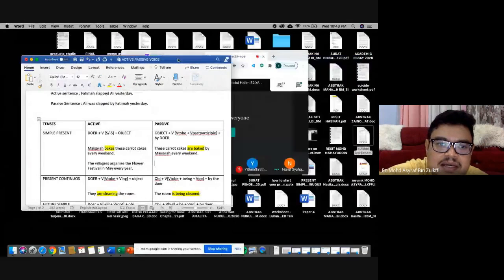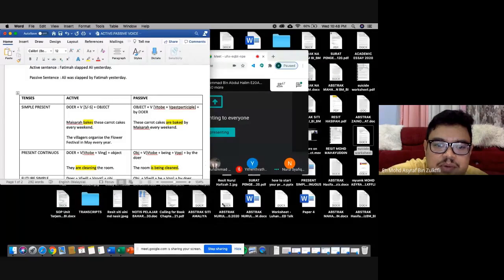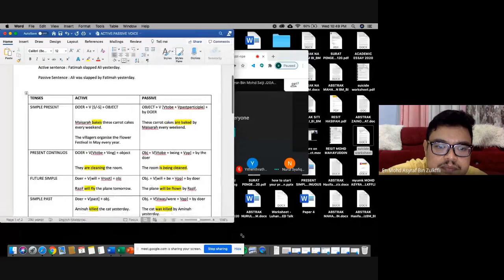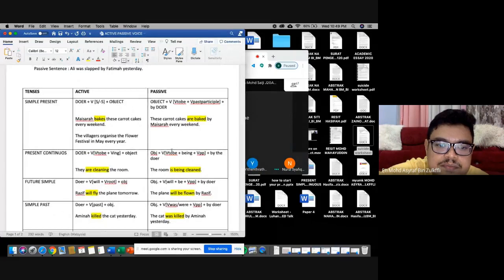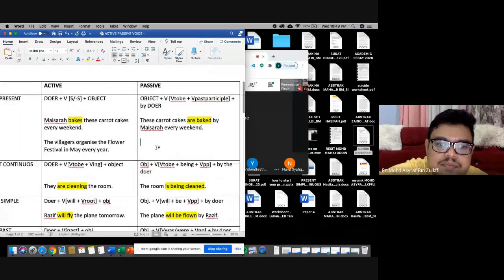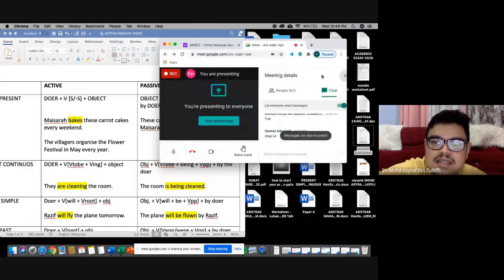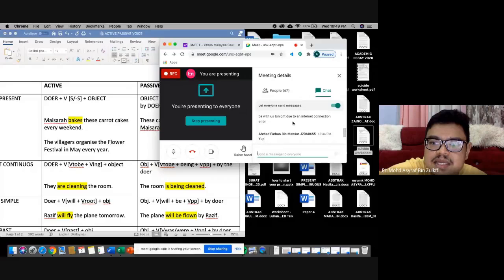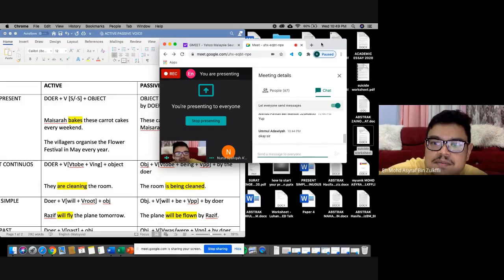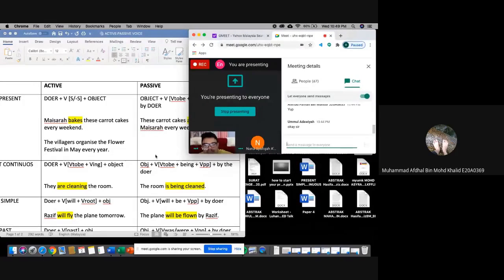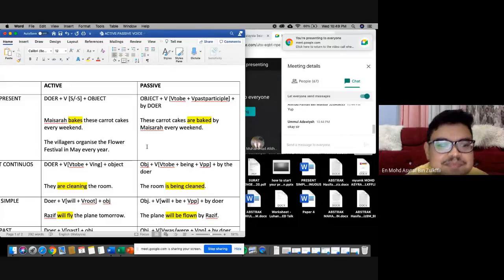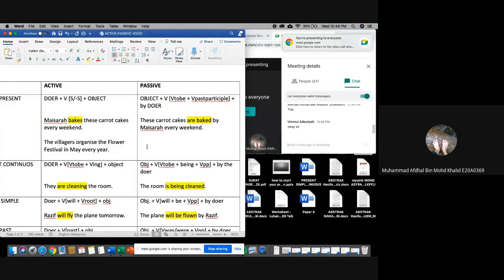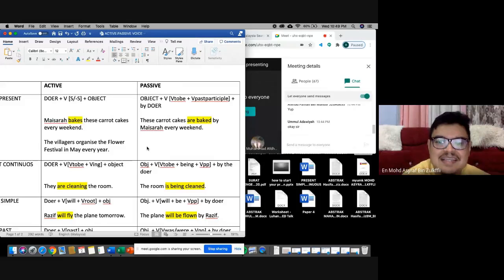Okay. Anyone wants to try? Ada nak try jawab dekat chat box? Can I try, sir? Yeah, sure. The flower festival in May was organized by the villagers every year. Okay. Is it correct?